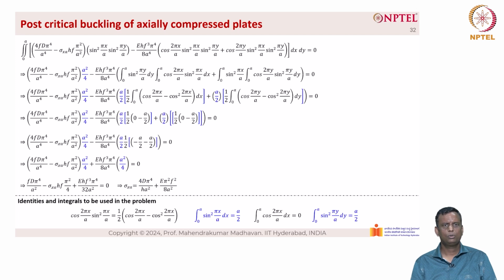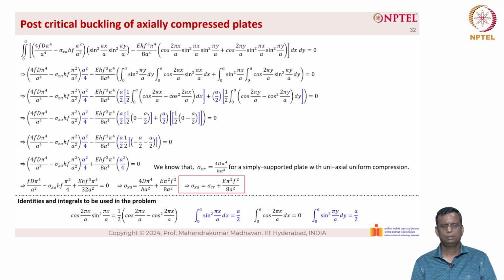And the final simplified equation is given here, which is σx̄ equal to 4 into D into π⁴ divided by h into a² plus Eπ² into f² by 8a². Now we know that σ critical equal to 4Dπ⁴ by h into a² for a simply supported plate with uniaxial uniform compression. So we have σx̄ equal to σ critical plus E into π² into f² by 8a², where σx̄ equals the average value of the applied compressive stress.